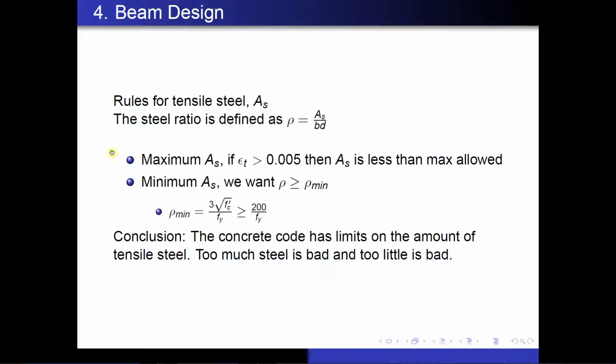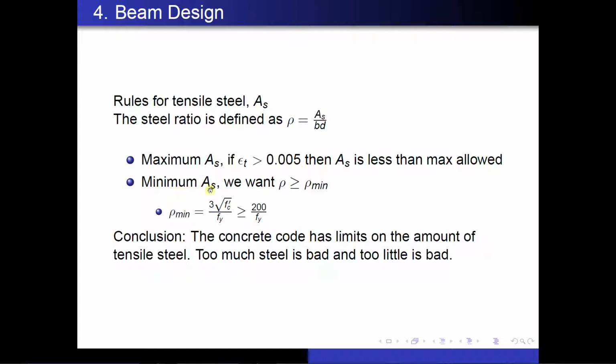We also have for our tensile steel some limitations. For our maximum area of steel, we can know whether or not we are below the maximum if epsilon t is greater than 0.005. So you always want this to be true. Now there are some exceptions to that, but to keep things simple, I always tell people always make epsilon t greater than 0.005. And if you do that, you know that you have not exceeded the maximum allowed steel. So just do it that way.